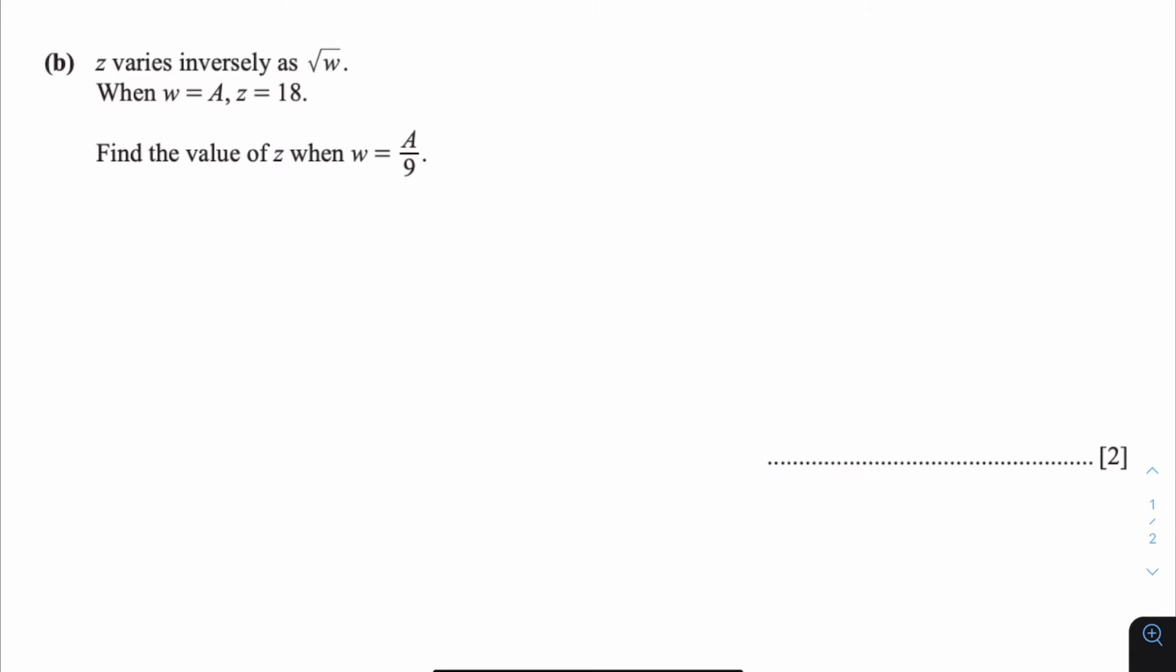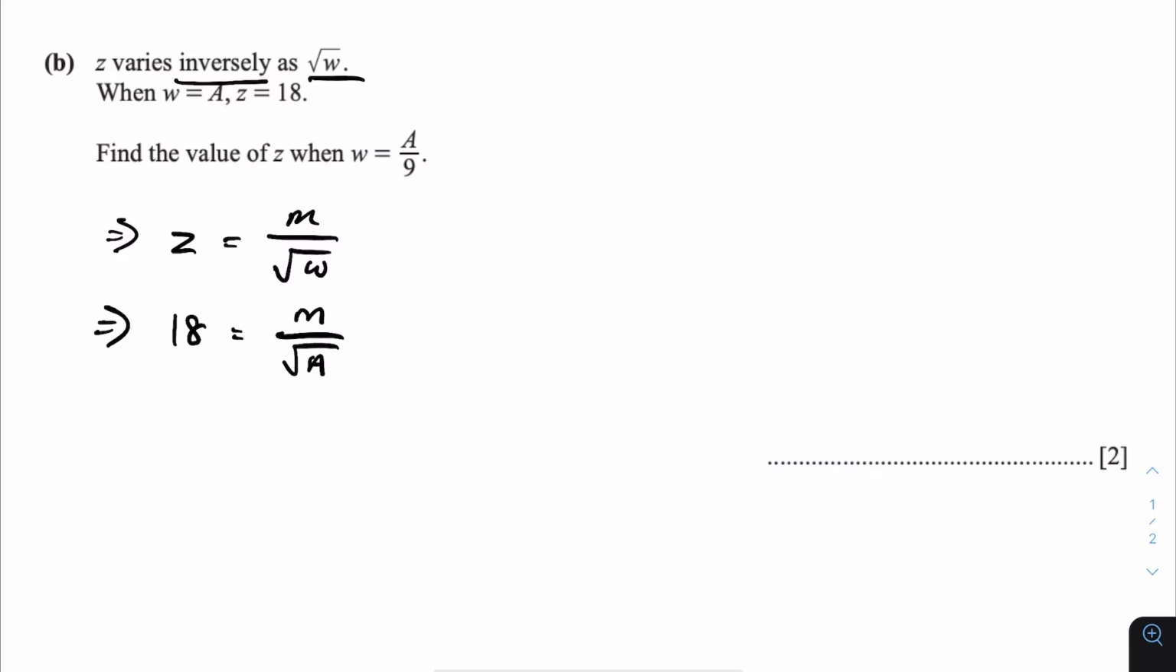So the way I'd first write this out is we first know that it's inversely proportional to the square root of w. So that means it has to be z equals m over root w. And we know that when w equals a and z equals 18, it works. So we input each value: 18 equals m over root a. And we can write m as 18 root a if we multiply each side by root a. So our actual equation is z equals 18 root a over root w.